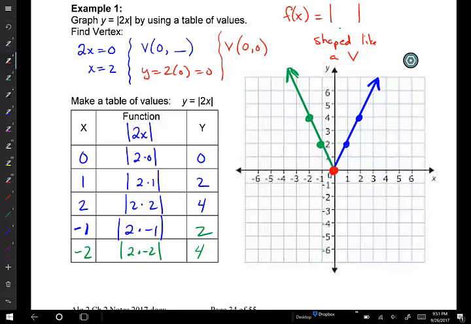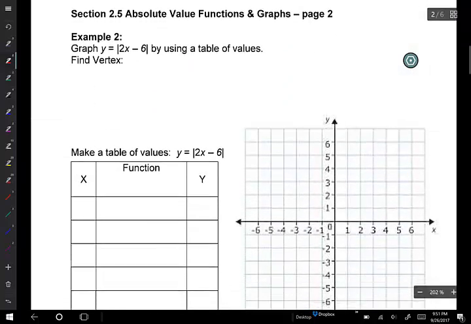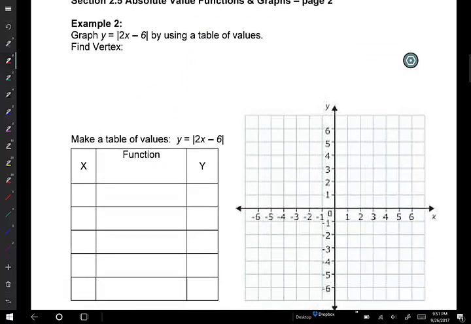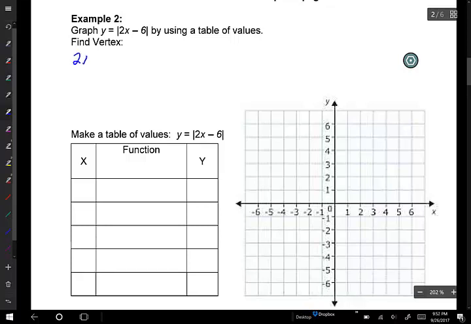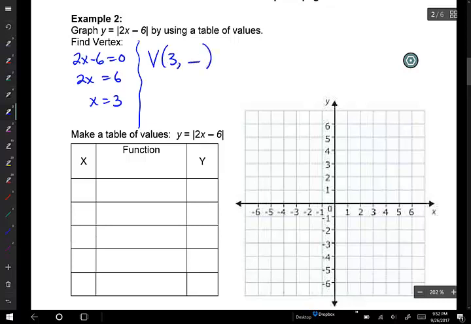Let's take a look at the next page and see how this is going to be different when we have a 2x minus 6 on the inside. Well, once again, we're going to take that 2x minus 6 and set it equal to 0, getting 2x equals 6, divide by 2 and get x equals 3. This gives us a vertex of 3 comma blank. So the question is, what is the value at x equals 3? So let's plug that in.